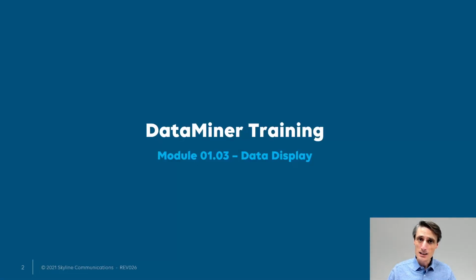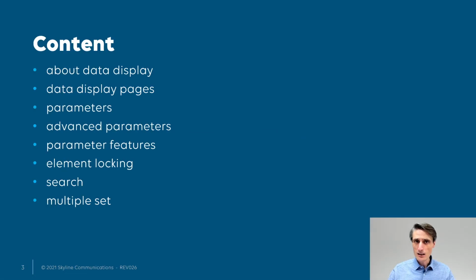So in data display, we will first take a closer look at the general objectives of the data display page, what the layout looks like, things like that. And we will see that it contains pages. So we have different types of pages as well. On those pages, we will find parameters.